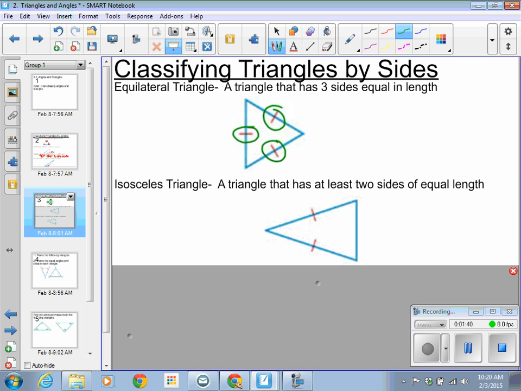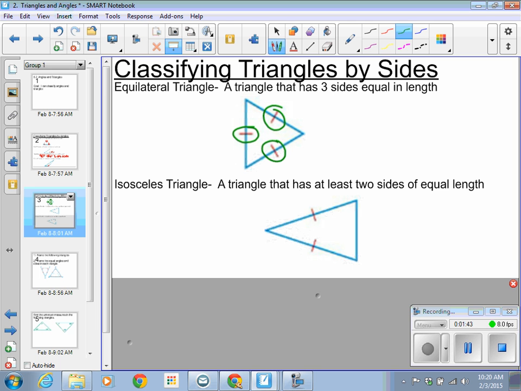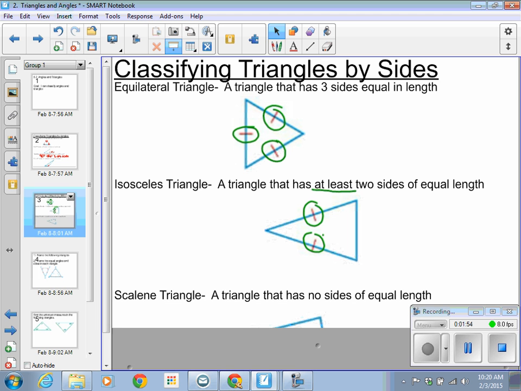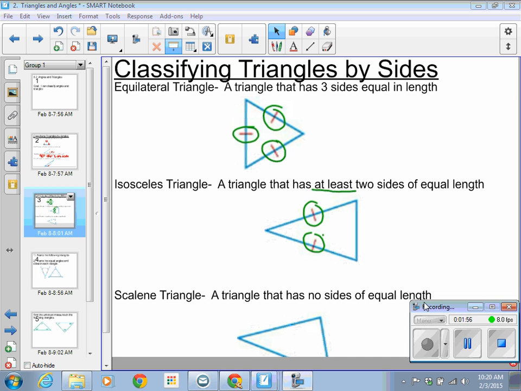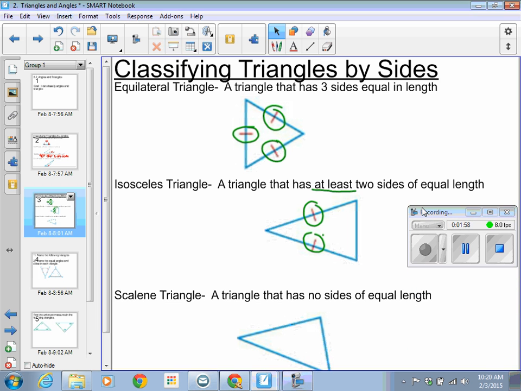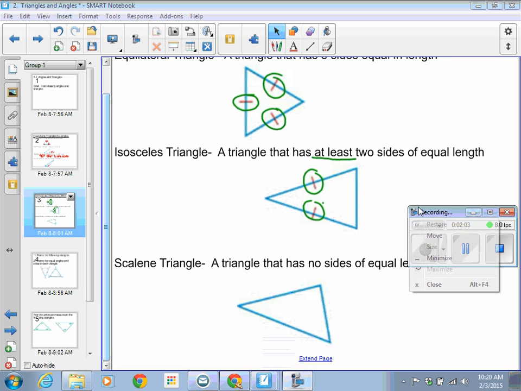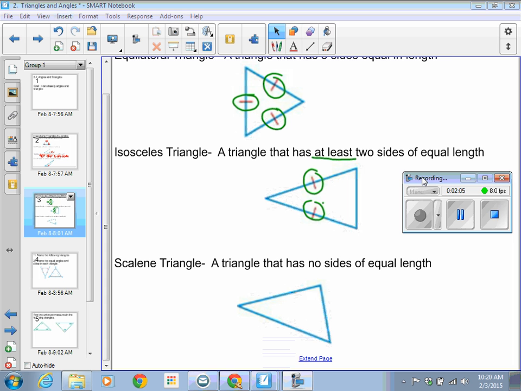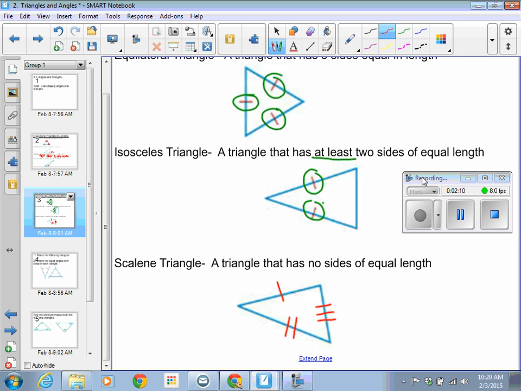An isosceles triangle has at least two sides equal in length. They're right there. Remember, at least. All three can be the same, so equilateral triangles are also isosceles. And finally, we have what's called a scalene triangle. This is where we have no side lengths of equal length. So maybe you'll see a triangle like this with different tick marks. Okay, that tells us they're all different.